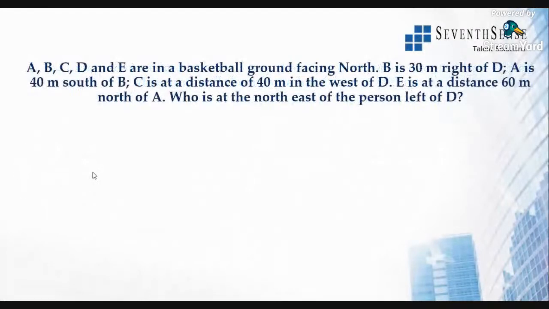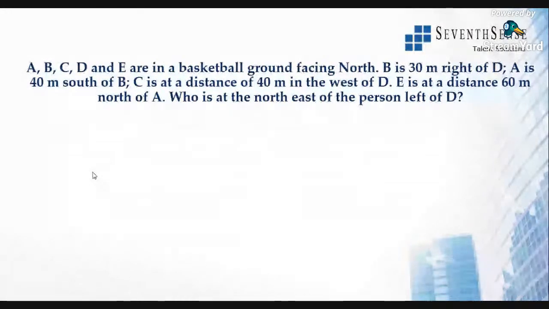Right, we have a next question. A, B, C, D, E are in a basketball ground facing north. B is 30 meters right of D. A is 40 meters south of B. C is at a distance 40 meters in the west of D. E is at a distance 60 meters north of A. Who is northeast of the person left of D?